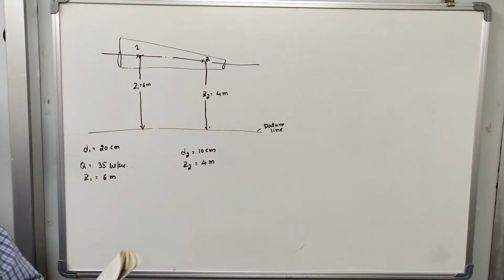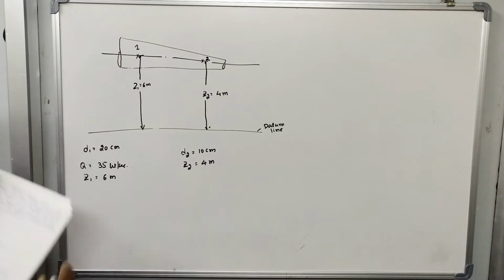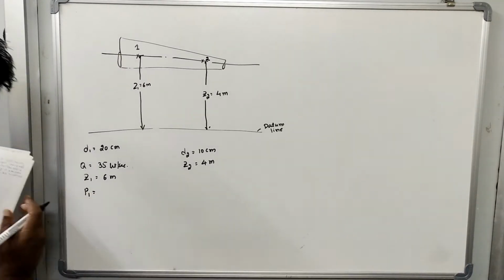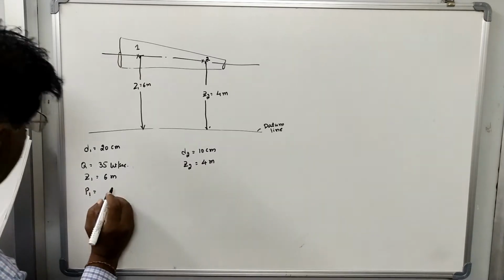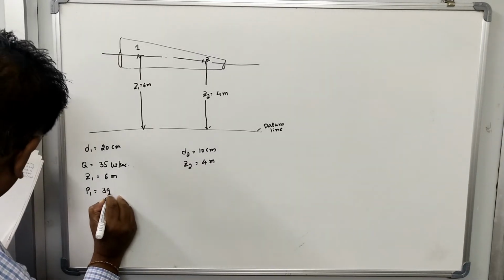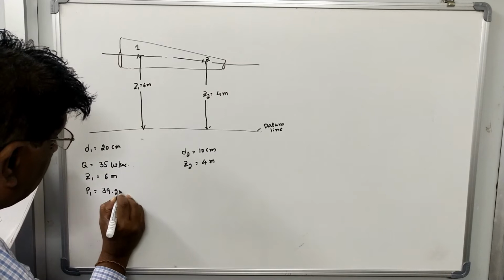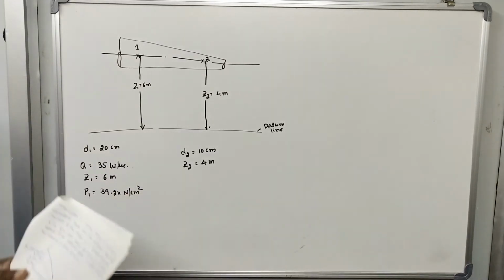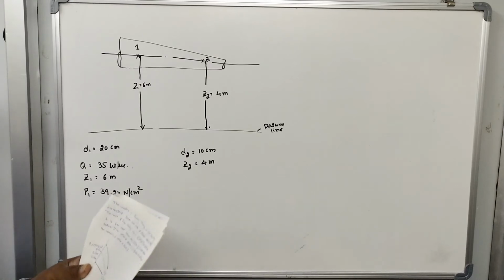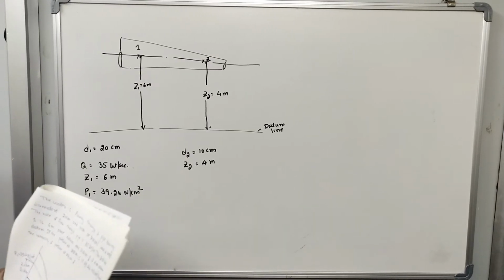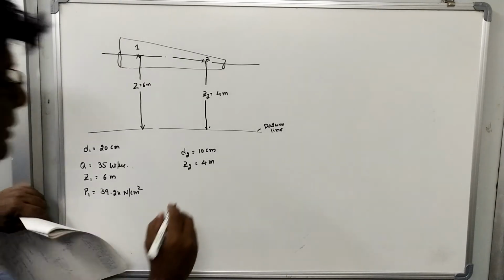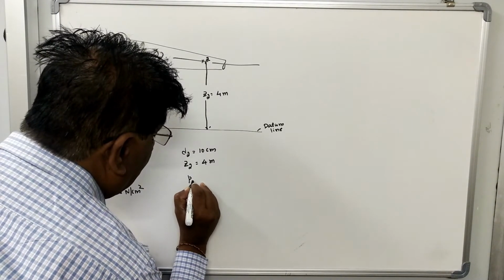If the pressure intensity at section 1, that is P1, is 39.24 Newton per centimeter square, find the intensity of pressure at section 2, P2.